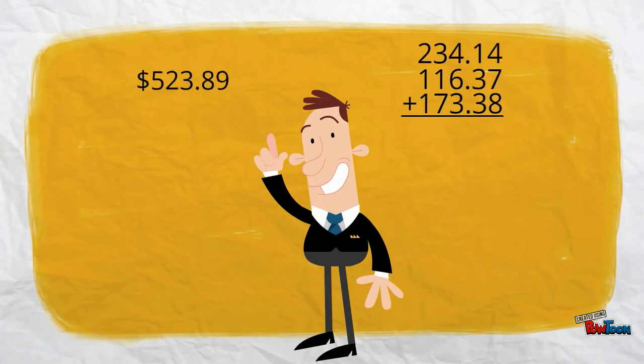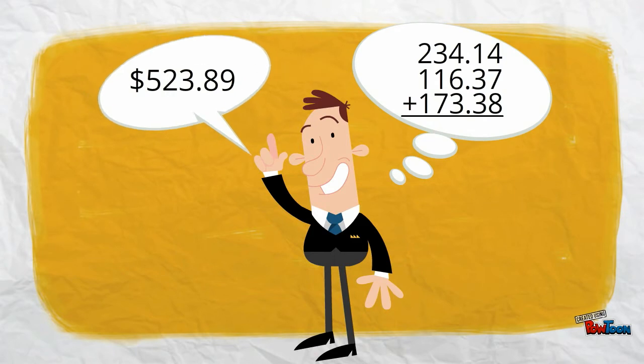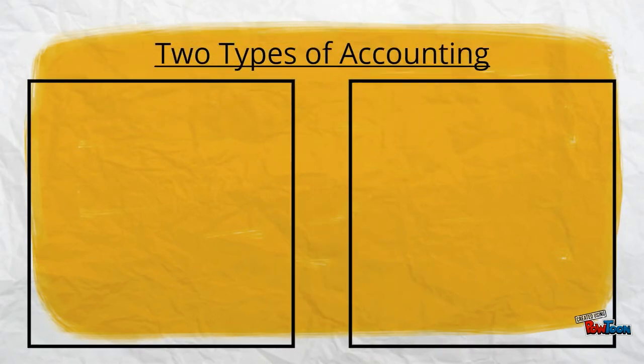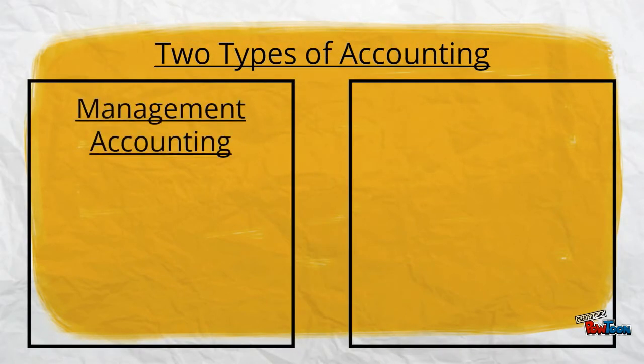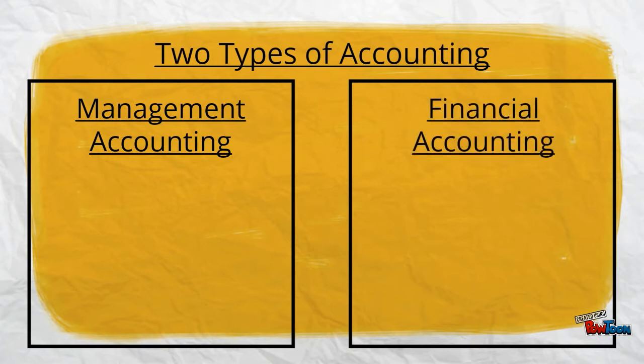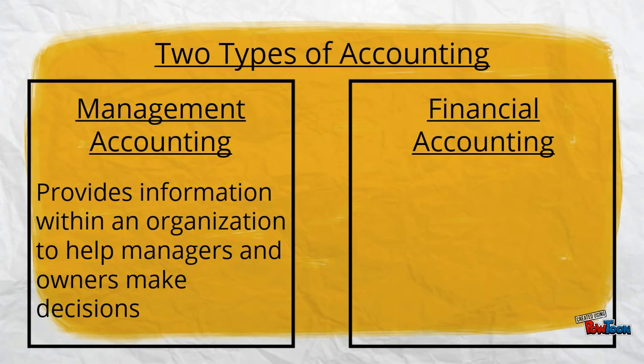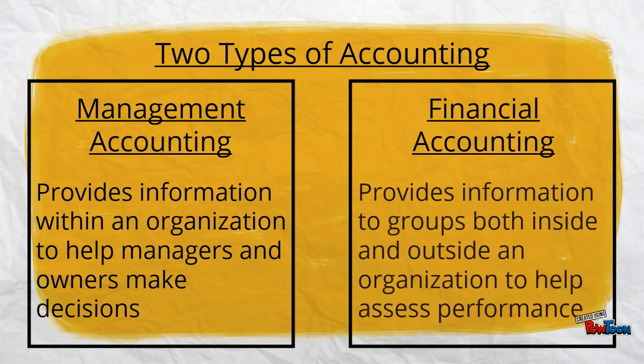Accountants all work with numbers to understand and communicate the financial story of an organization. But not all accountants do the same thing. There are two broad categories most accounting fits into: management accounting and financial accounting. Management accounting works within an organization to help give managers and owners the information they need to make decisions. Financial accounting provides information to groups both inside and outside the company and helps assess an organization's performance.